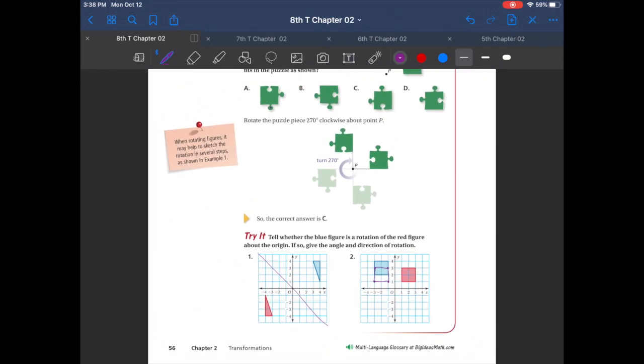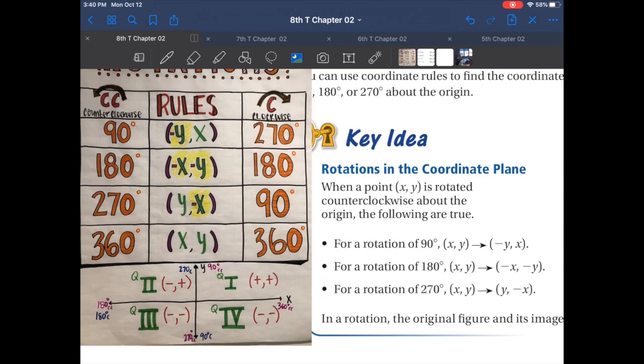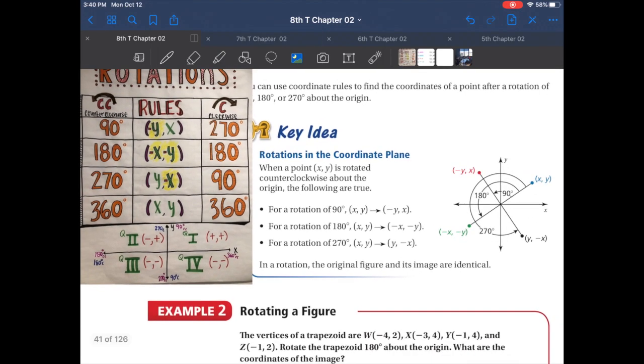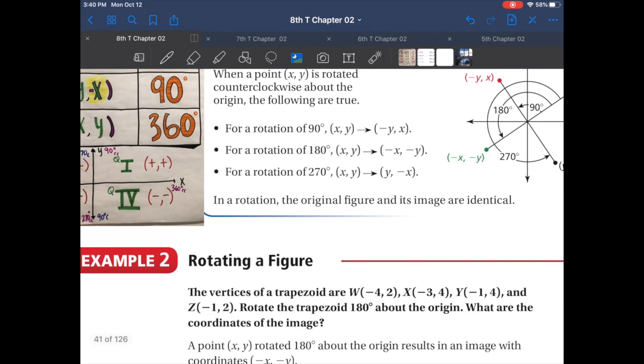Now let's get into the good stuff and learn how to actually do these rotations. So now that we are learning how to do rotations, again, please make sure you have these formulas out so you can have them ready and available to use. So our first question is right here. We're going to just jump straight in. So this would be considered example number 2. The vertices of a trapezoid, remember it's a shape, are W is negative 4, 2, X is negative 3, 4, Y equals negative 1, 4, and Z equals negative 1, 2.